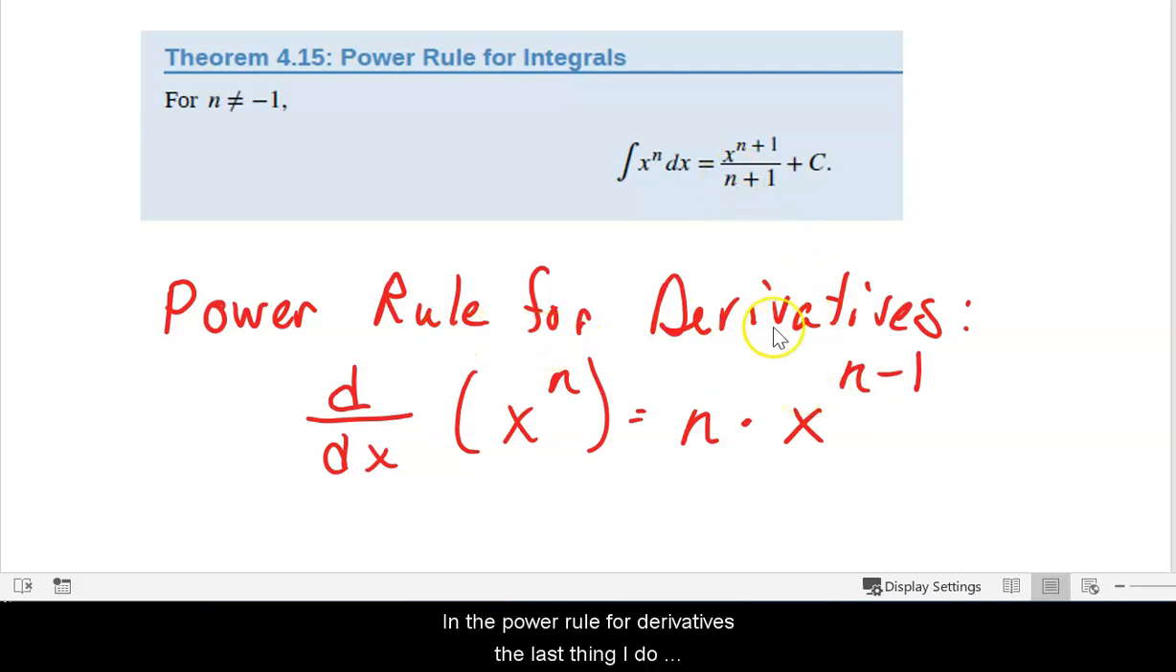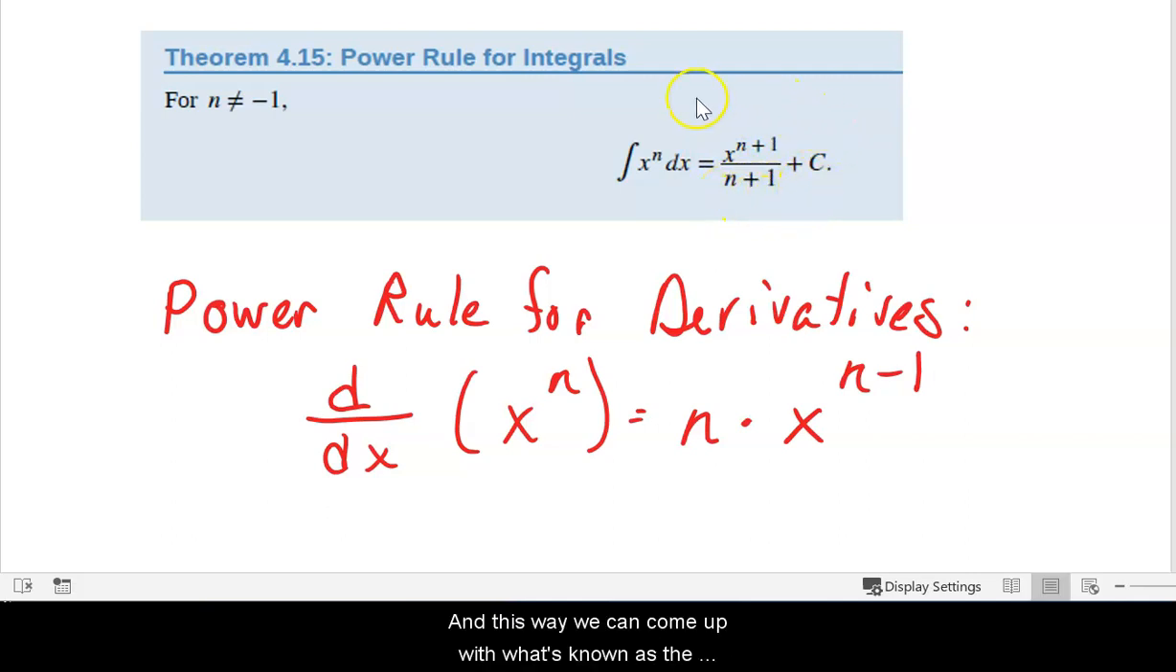In the power rule for derivatives, the last thing I do is subtract 1 from the power. So in the integral or the antiderivative, the first thing I do is add 1 back to the power. So the power becomes n plus 1. What did I do right before that on the power rule for derivatives? Before I subtracted 1 from the power, I pulled the power that was originally on the variable to the front. By multiplying by it, I now need to be able to undo that through division. So what I will do is I will divide by the new power, which was the original power.